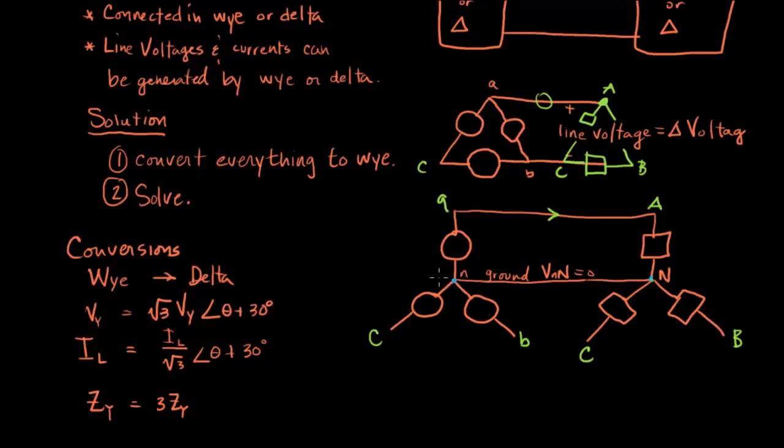So what that allows us to do is take a single phase of a Y to Y network and solve it independently of the rest of the elements in the network. And then we can relate that single phase to all of the other phases because all of them will be off by 120 degrees.